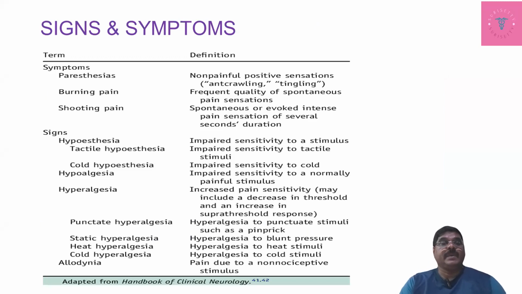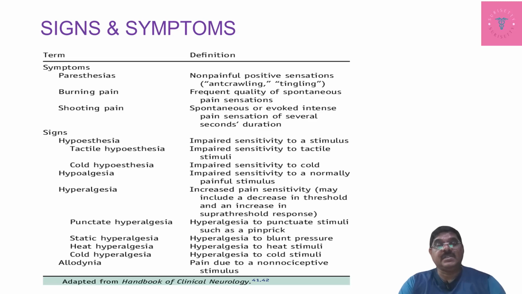So, what are the symptoms? Paresthesia, burning pain, and shooting pain the patient will present with. What are the signs? Hypoesthesia, hyperalgesia, and allodynia. Hypoesthesia means impaired sensitivity to the stimulus. These are of two types: tactile hypoesthesia and cold hypoesthesia, and hypoalgesia.